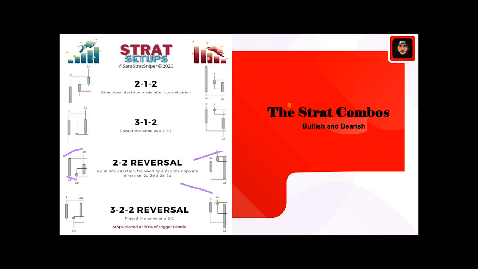Or for example, with this 3-2-2, your three is a broad information on a lower time frame. Right. So right here, time frame continuity to the downside. We know this is the bottom of the broad information. You get in right here. Boom, you hit the bottom of the broad information. If you have time frame continuity to the downside, we should blow through it. But if it starts to come back in that range, you can scale out of your position or sell it all and just learn to be consistent with it before you start trying to leave runners. And then opposite for right here.